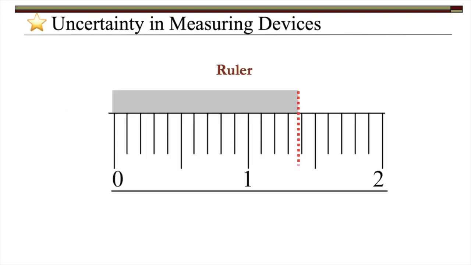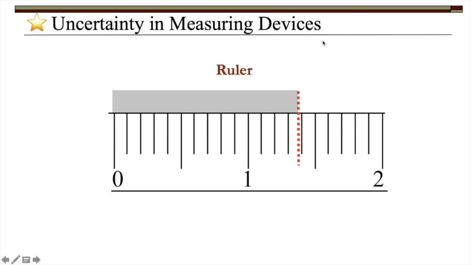Now let's talk about uncertainty, because part of doing experiments is measuring. And measuring always has some amount of uncertainty. If we look at this ruler, if we're measuring the length of this gray box, we can tell it's more than a centimeter. We can tell it's more than 1.3 centimeters. It's really close to 1.4 centimeters, but it's not exactly on it.